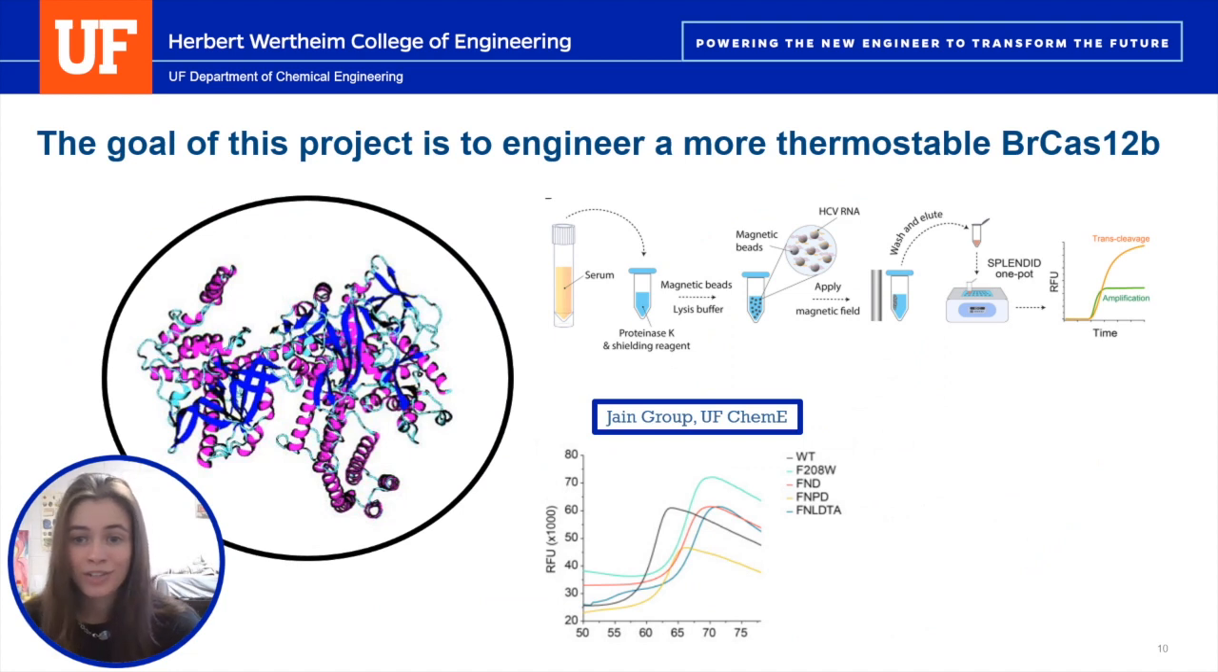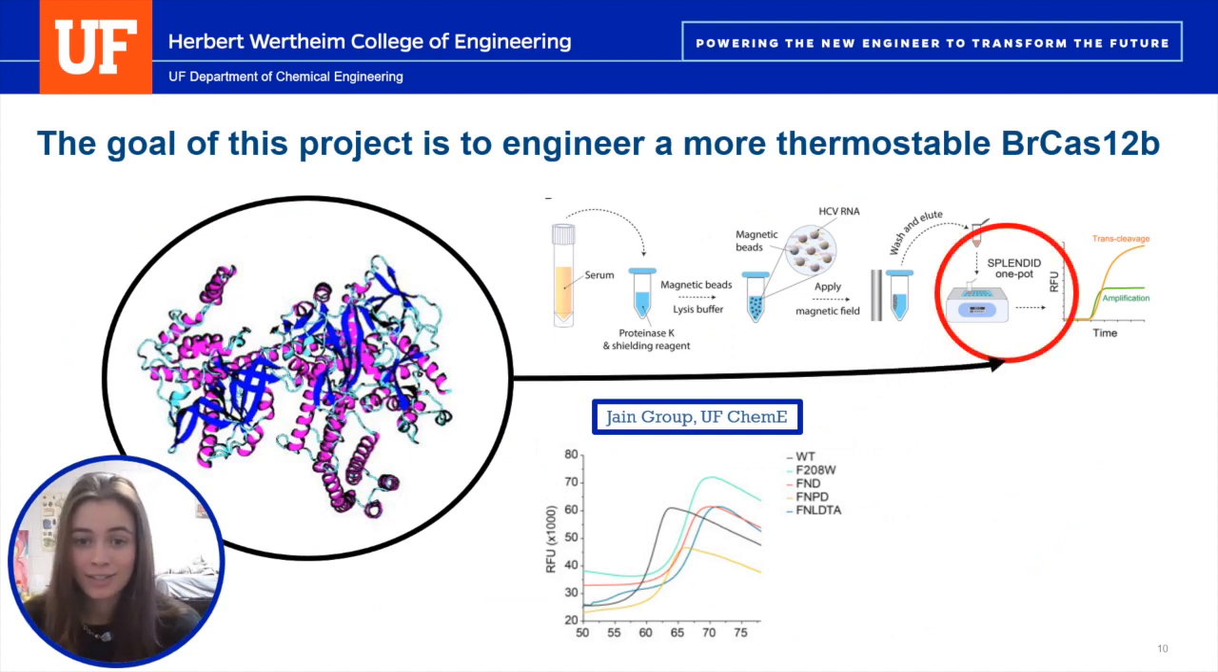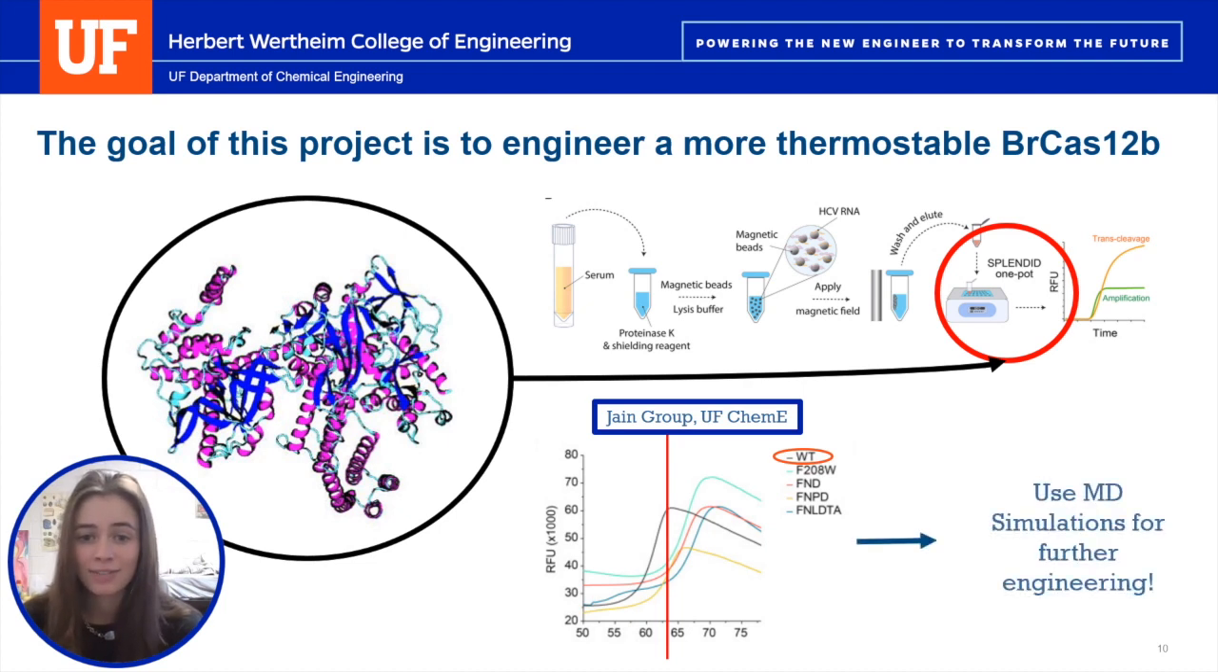The goal of this project is to find a way to make the protein BRCas12b, used for hep C diagnostics, more functional at higher temperatures. While already experimentally investigated, we hope to expand on it with simulations to improve the protein, prove the efficacy of MD simulations in these situations, and better understand BRCas12b's denaturation pathway.